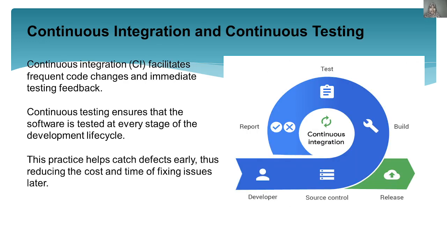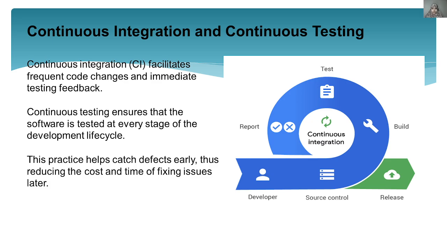Continuous integration and continuous testing. Continuous integration (CI) facilitates frequent code changes and immediate testing feedback. Continuous testing ensures that the software is tested at every stage of the development lifecycle. This practice helps catch defects early, thus reducing the cost and time of fixing issues later.